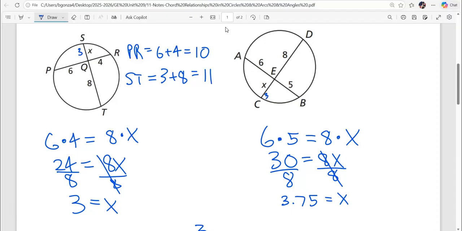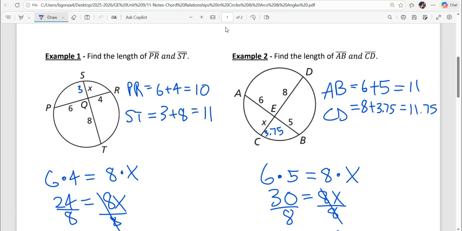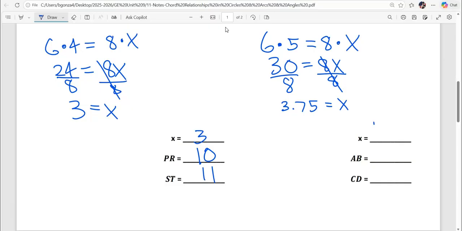So right here, 3.75. Okay, and then what are we looking for? AB and CD. So AB, I'm going to add up the two pieces, 6 plus 5, and I get 11. CD, I add up the two pieces, 8 plus 3.75, and I get 11.75. That's it.